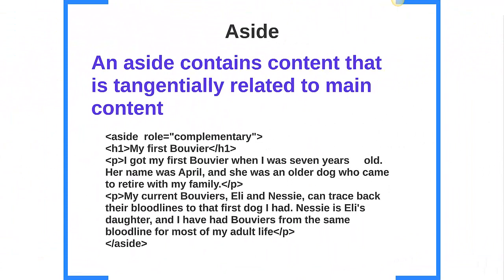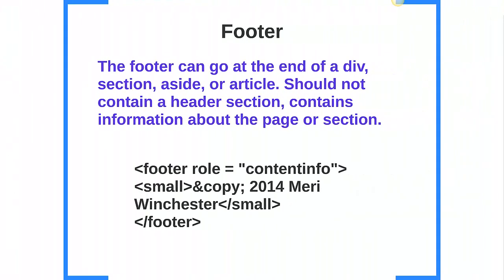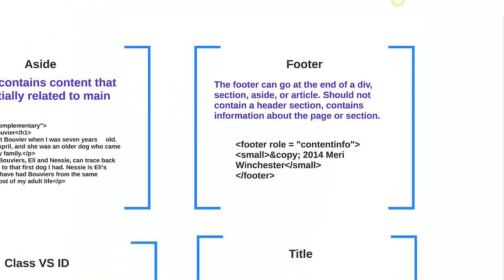An aside contains information that's tangentially related to the main content. So the role here is complementary, and this is again a usability feature that's being introduced with HTML5, the role. And so this is information about my personal Bouviers, which is related to the main content, but is not essential to it. And then I have a footer, which is just content information, that's its role. And small here, it's not supposed to be smaller font, though it is. These tags, because they're semantic, mean something. And small actually refers to the fine print, which is basically just a copyright by me for 2014.